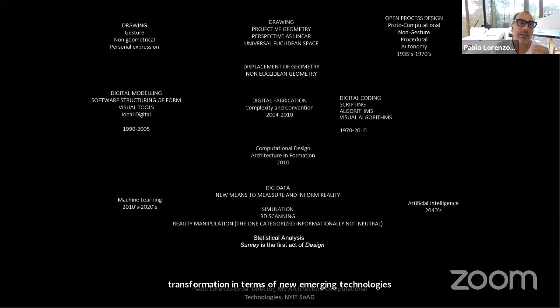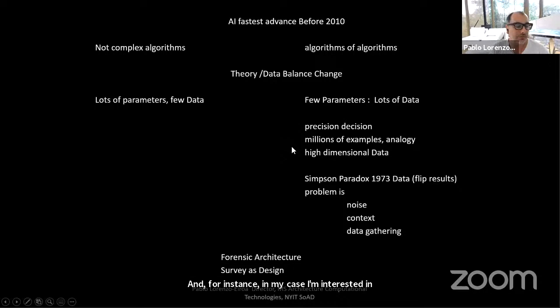And for instance, in my case, I'm interested in developing new technologies to address new possibilities for architecture and addressing a new way of understanding authorship in relationship to architecture and urbanism. But one of the interesting things to me in the contrast between computer science and data science is the flip between information and data in relationship to how we understand reality and what we can do in relationship to that.